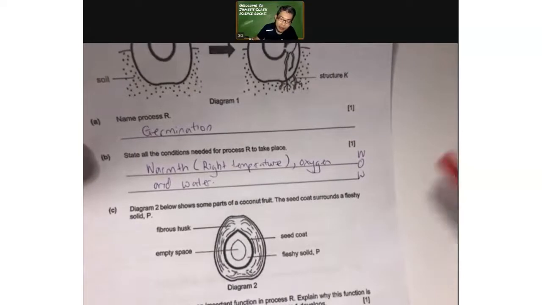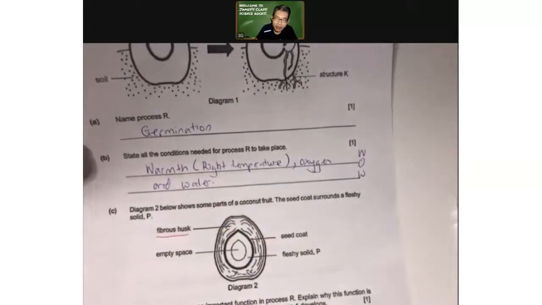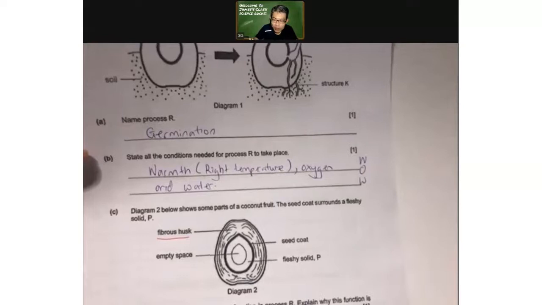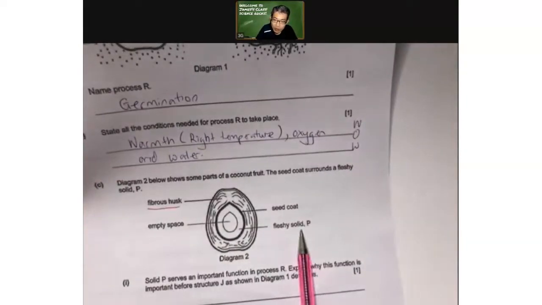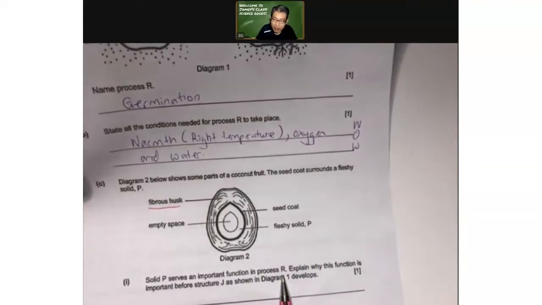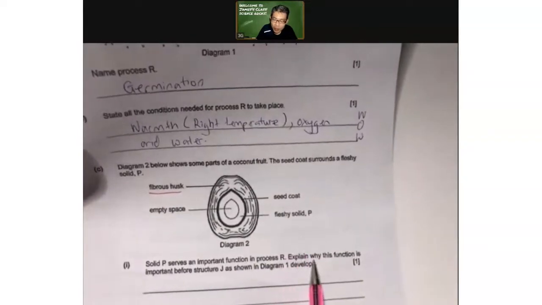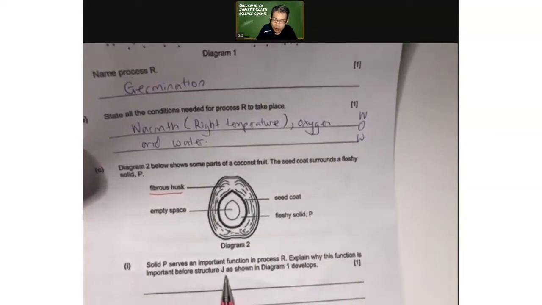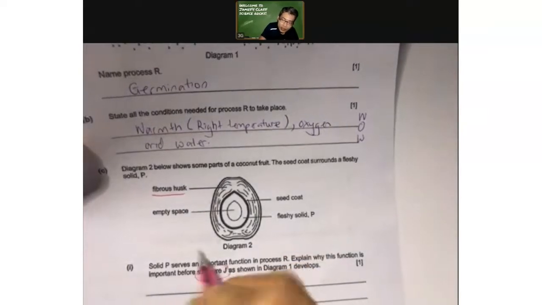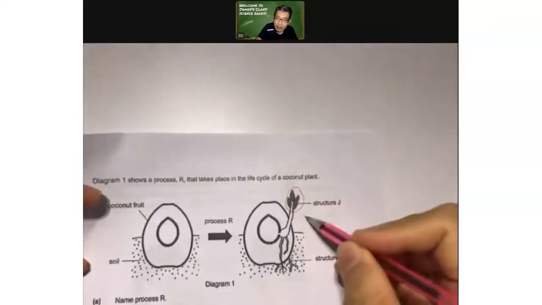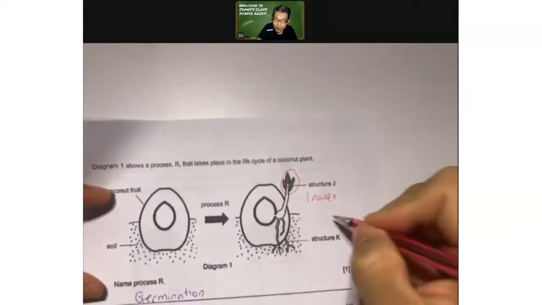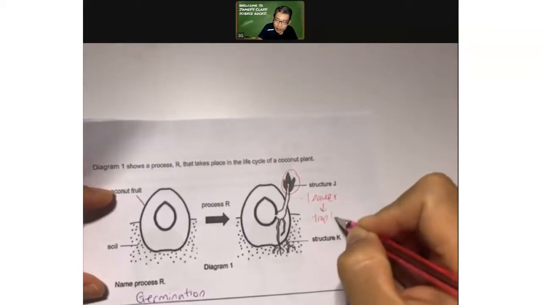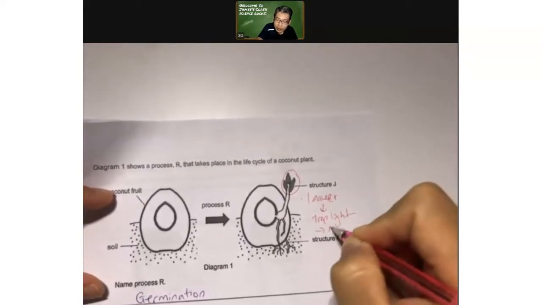When you see words like this, fibrous husks, this tells you it's something about dispersal. It traps air. Solid P, this one, serves as an important function in process R. R is germination, and this is a fleshy solid. Why is this function important before structure J? Let's see what is J. J looks like leaves to me. And the leaves have a function which is to trap light. For what purpose? To make food.